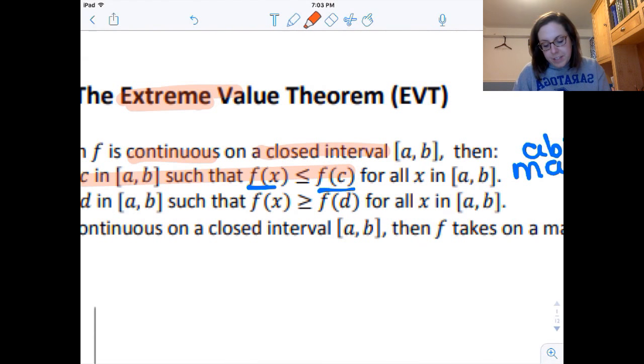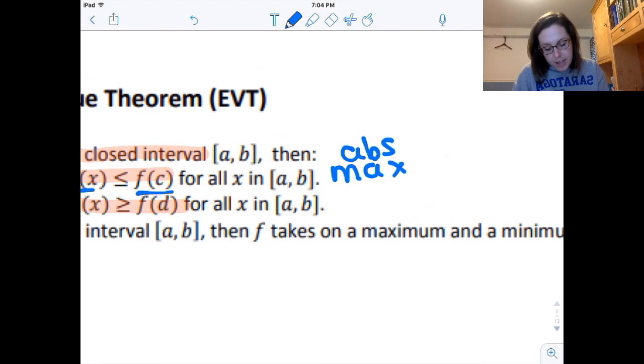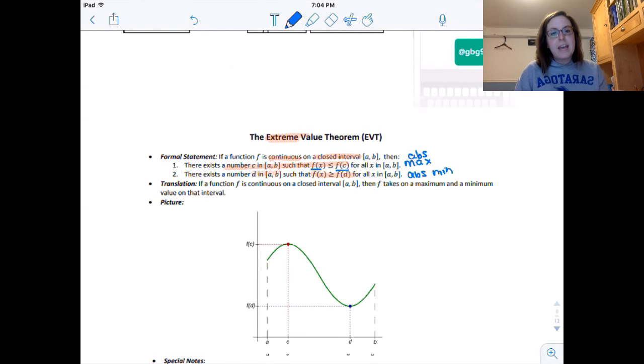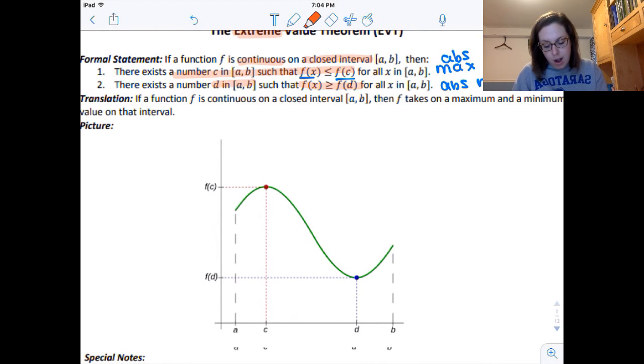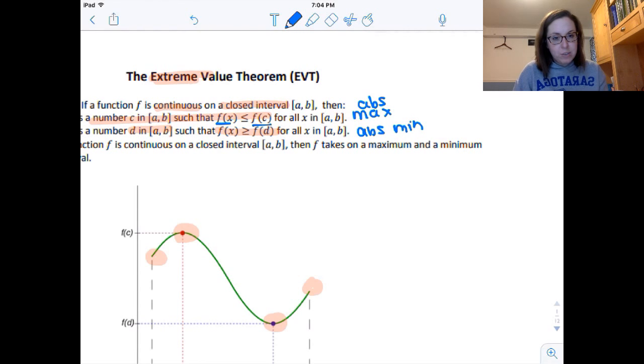This is going the other way. There exists a d such that f(x) is greater than or equal to f(d), and that means there's an absolute minimum there. So all EVT says is that if it's continuous on the closed interval, there has to be an absolute max and an absolute min. And you have candidates for this. So your candidates are any of the critical values, because obviously those could be maxes or mins, or your endpoints, because those could be the max or min. Remember that an endpoint can't be a relative extrema, but it can be an absolute.